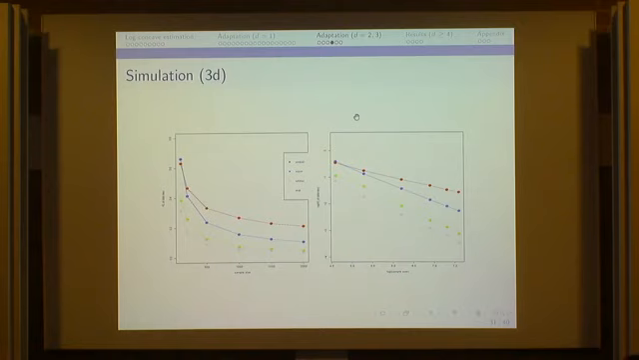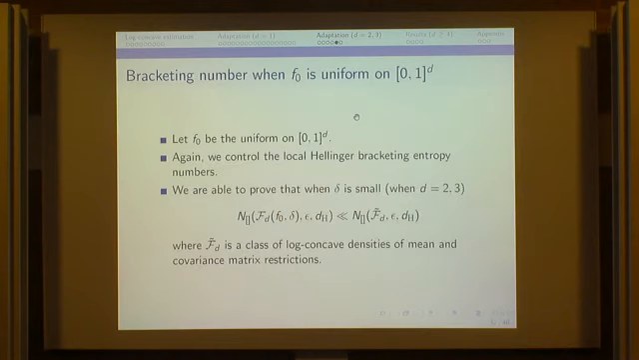Okay, so this is the simulation, and we are convinced that we can get something better for this uniform case. So we tried to obtain the bracketing number when F0 is uniform on the box. Again, we need to calculate the local Hellinger bracketing number. We believe that when delta is small enough, we can prove the local bracketing number is much smaller than the global bracketing number.